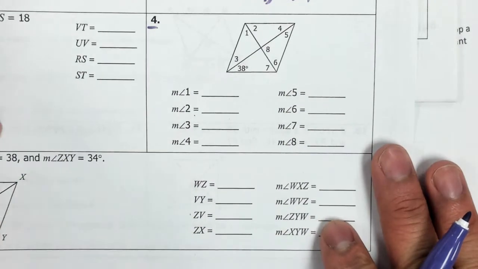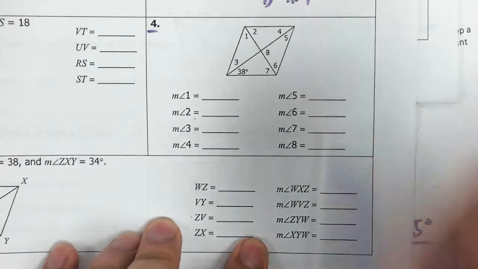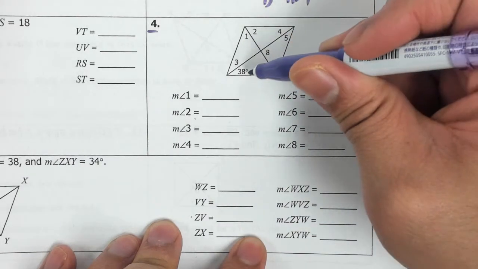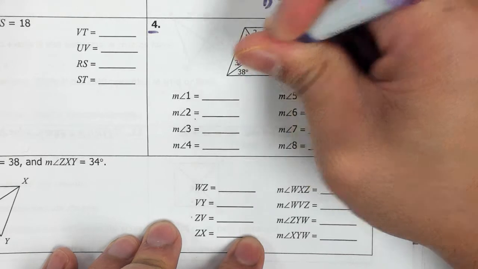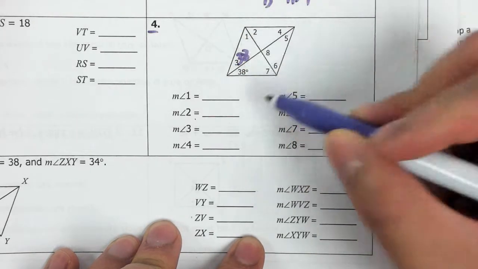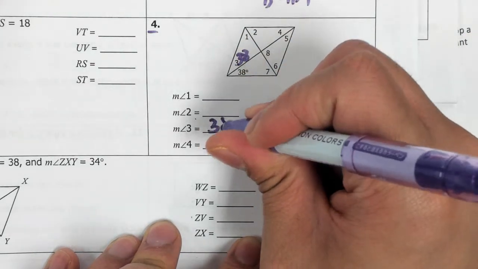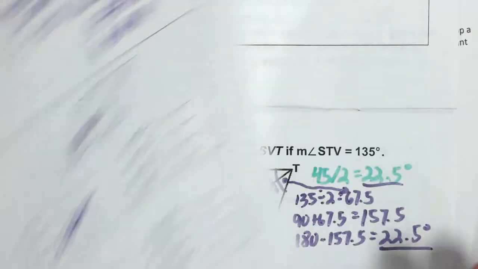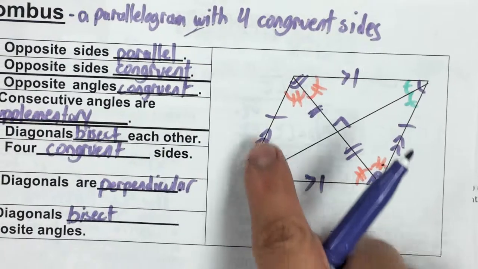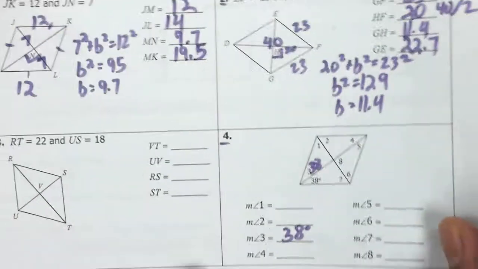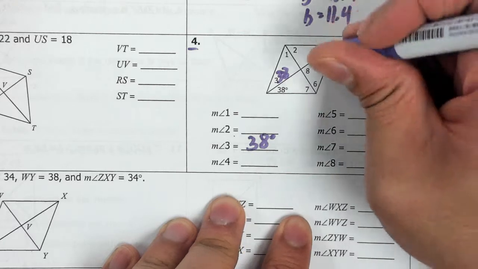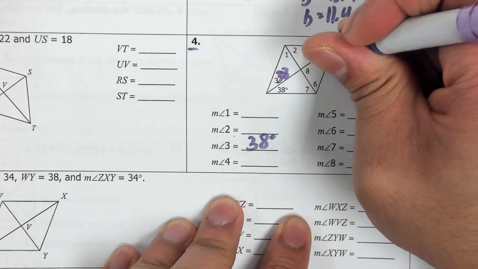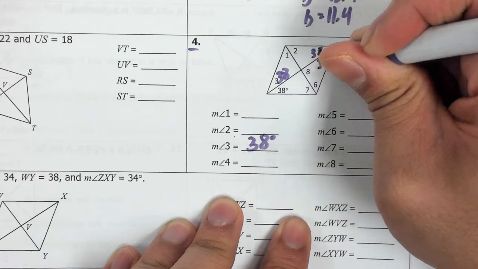Next up, number 4. I'll work on this. 38 degrees right here means over here angle 3 is also 38 degrees. Remember, angle bisector. Based on our properties, these 4 angles end up being the same. That means this is 38, this is 38.